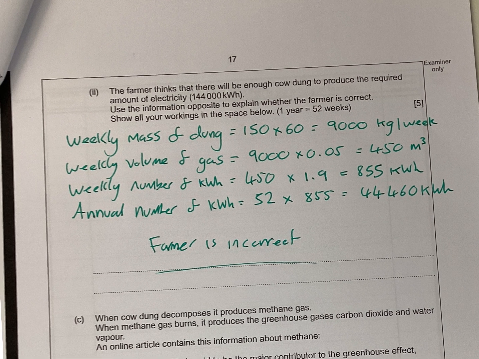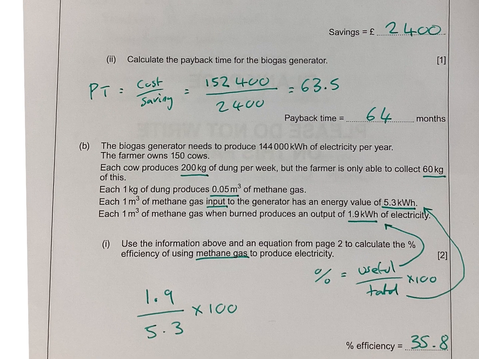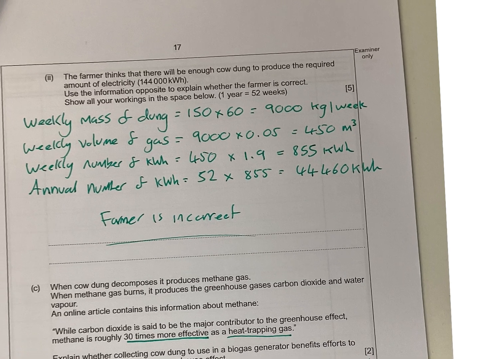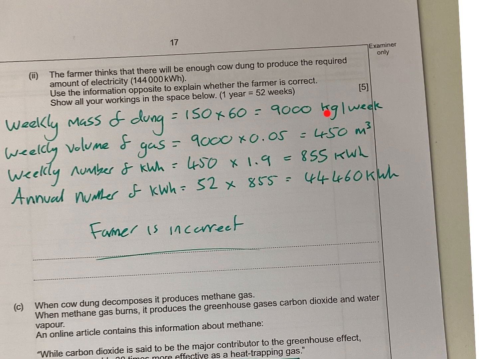Okay, so 5 marks. Lot to do here. So the farmer thinks that he's going to be producing this amount of energy. We need to prove if he is. So it says 1 year equals 52 weeks. First thing I need to do is to find out the weekly mass of dung. So the way I do that, I go back and I see he had 150 cows, and they collect 60 kilograms. So let's work that out first. So I'm going to collect 9,000 kilograms per week.